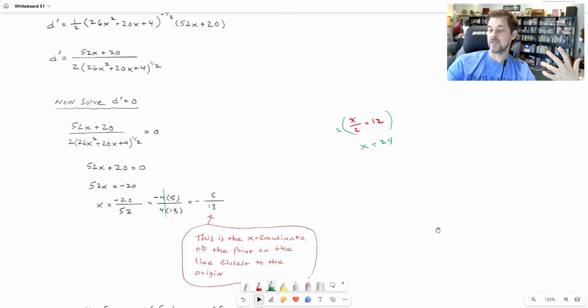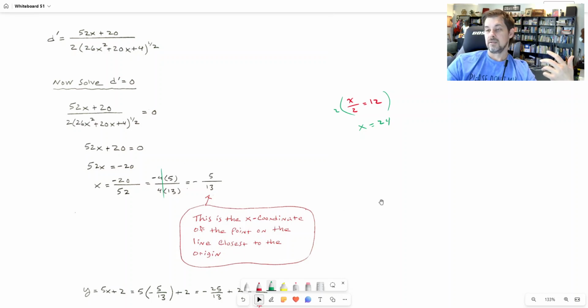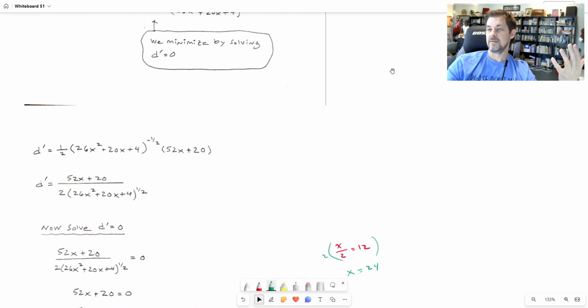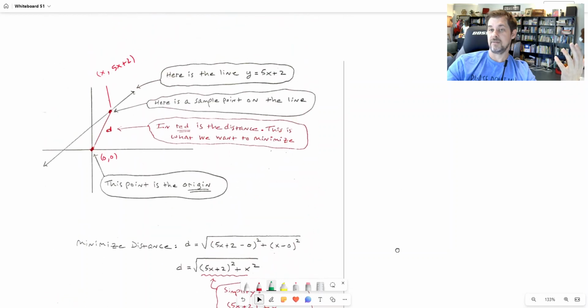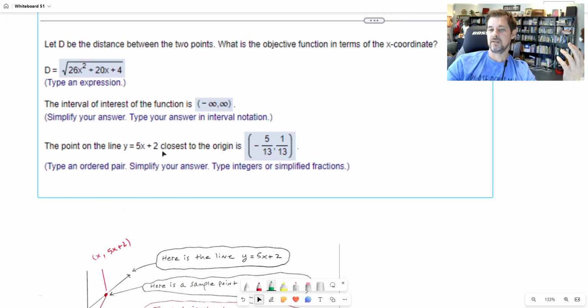So what we're looking at there is the x coordinate of the point on the line closest to the origin. So that's part of it. Now, maybe that's the entire answer, depending on how they ask the question. What's it say? What is the point on the line closest to the origin? Here we're giving an ordered pair, an x and a y coordinate.